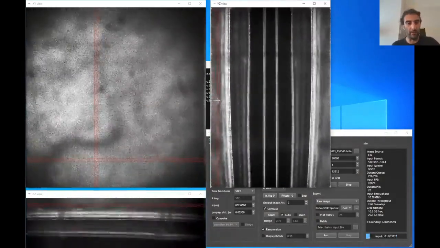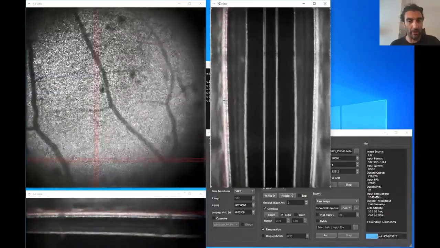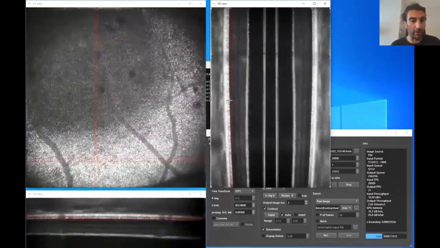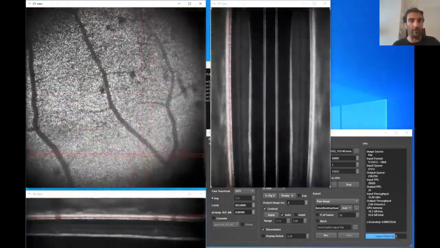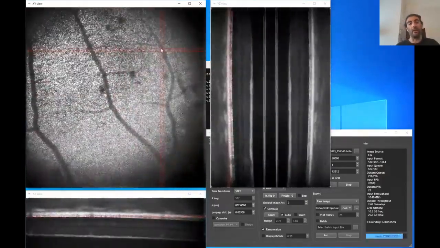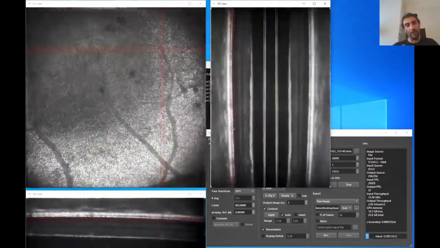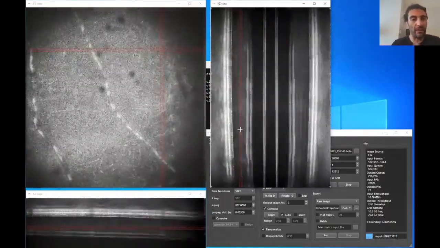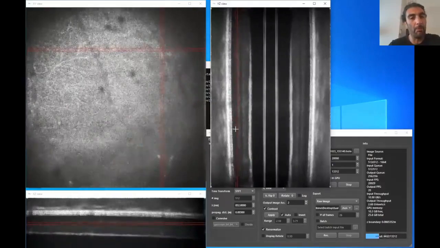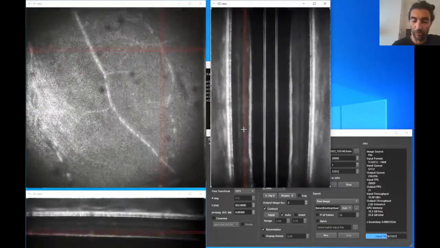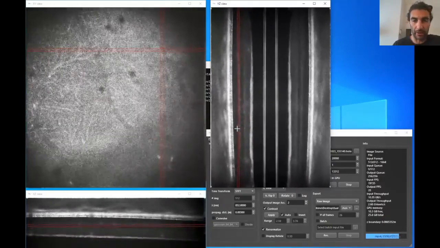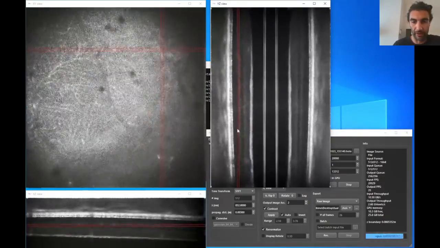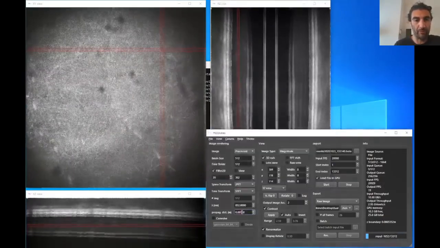Here you are in the depths of the deep choroid. Then you move to the photoreceptors of the retina. And then you can move a little bit more toward the surface of the retina, and then you see the deep plexus with the macrovascular network of the retina from the deep plexus.